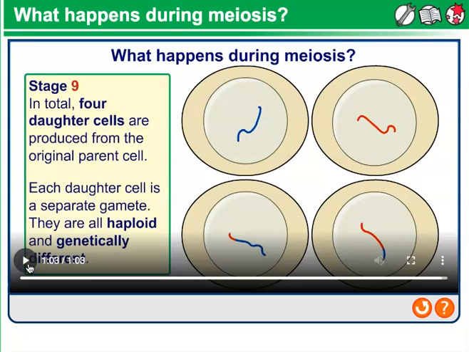In stage 9, in total, 4 daughter cells are produced from the original parent cell. Each daughter cell is a separate gamete. They are all haploid and genetically different.